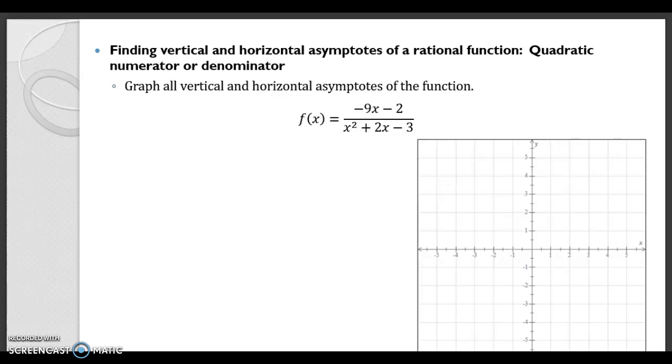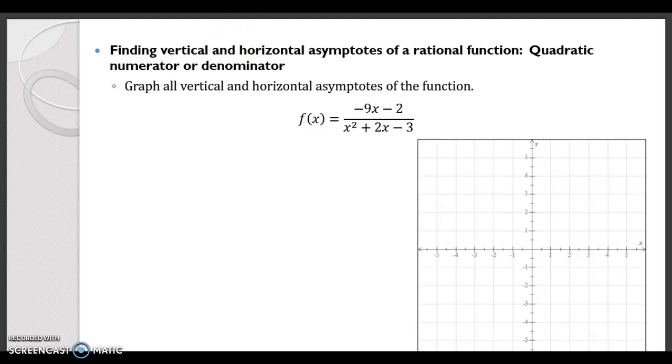Hey everybody, in this video we'll talk about finding vertical and horizontal asymptotes of a rational function, quadratic numerator or denominator. We'll also go through and talk about how we know if a graph is going to cross a horizontal asymptote. Remember, it can never cross a vertical asymptote because we find it the same way as the domain, right? And so we know we can't ever have that x value. But for horizontal asymptotes, we can cross those. So we'll talk about that a little bit after this one.